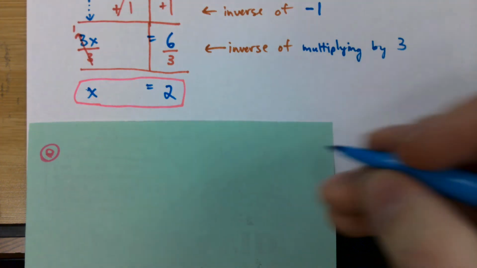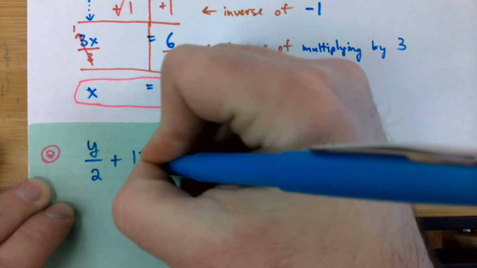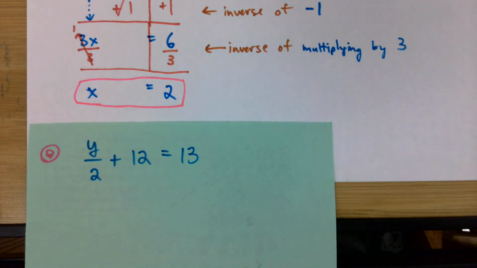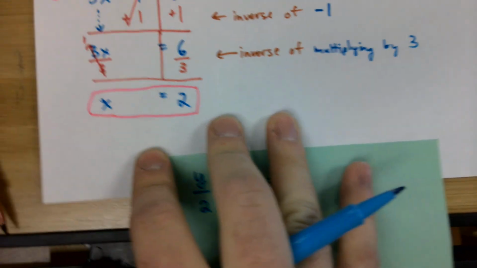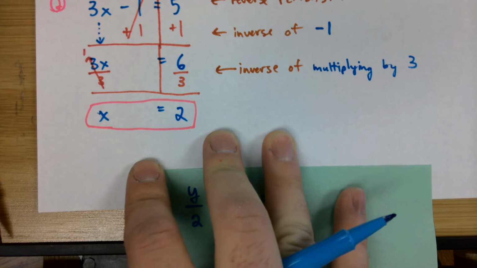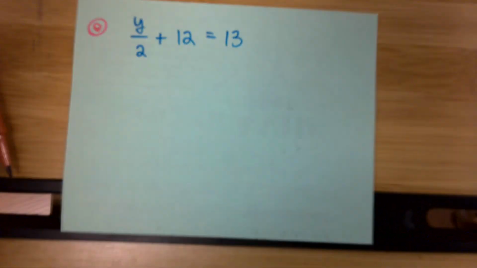Let's do y over 2 plus 12 equals 13. Anybody still writing example D? Okay. Then here's example E for you.